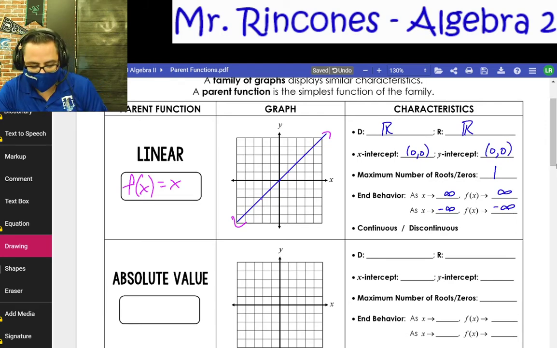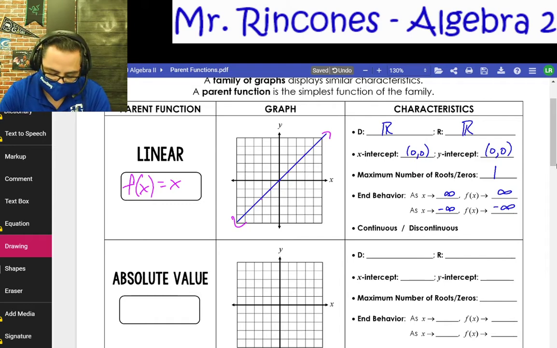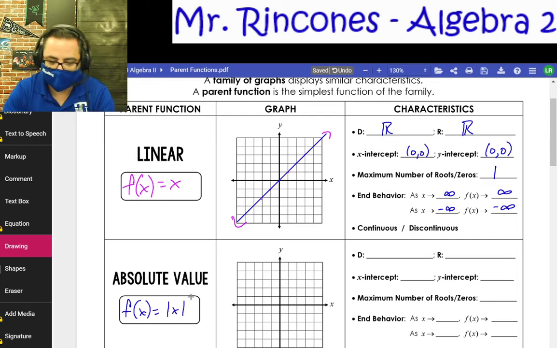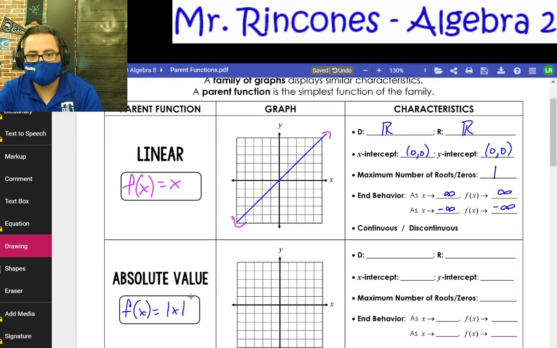We also touched on absolute value, and we did do a few of those graphs, although we haven't really done many of them. So the function for an absolute value is simply f of x is equal to the absolute value of x. It's the simplest function for this type, in this family.